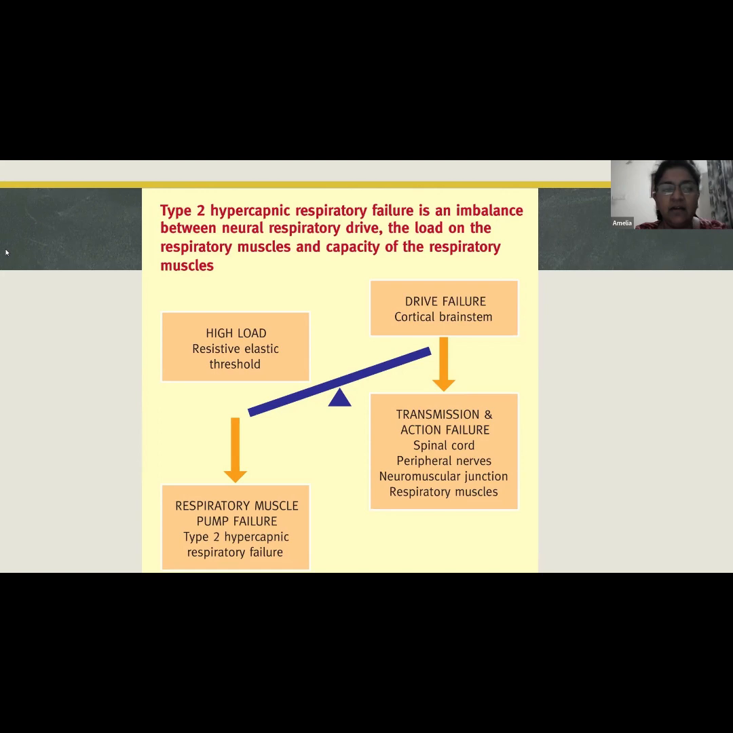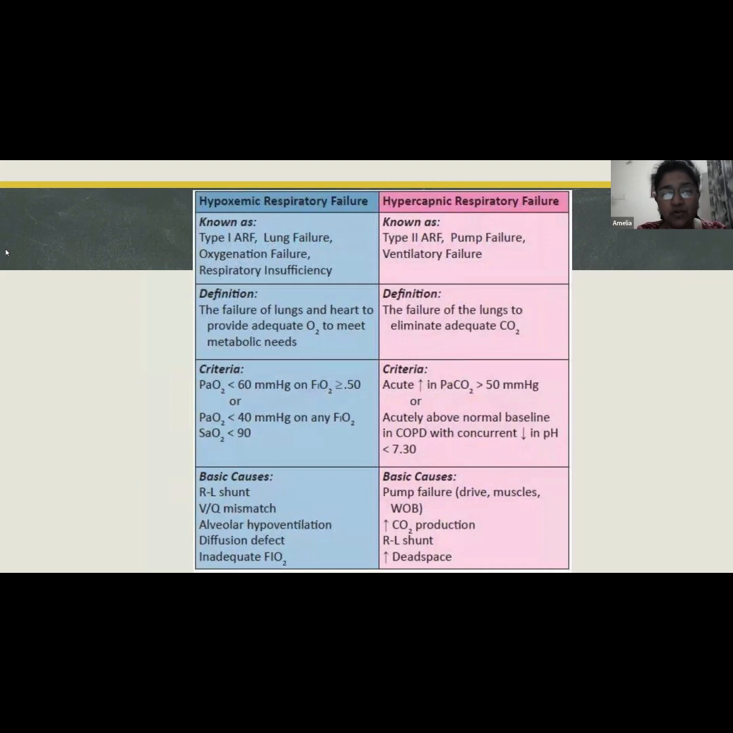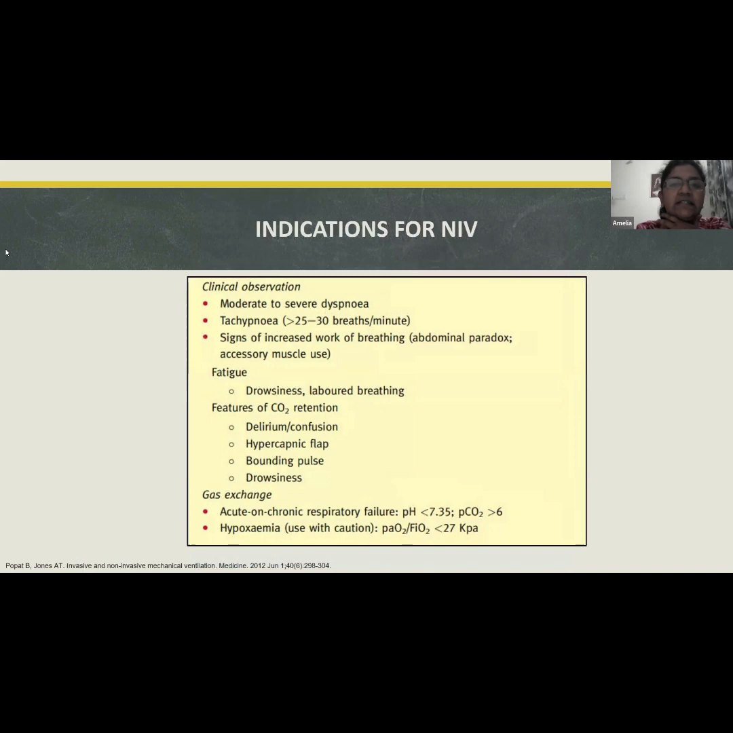And what happens here is you have more of acidosis, you have the patient being more restless, more agitated. Not that the other doesn't, but this is where you have more problems, especially COPD patients, okay? So what are the indications for NIV?